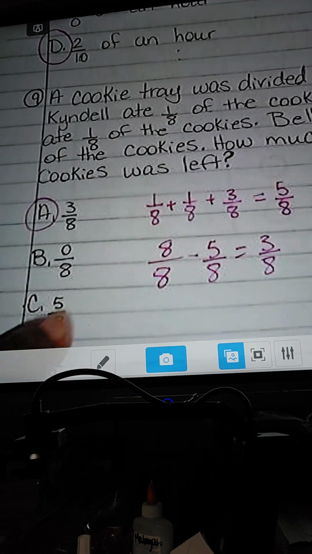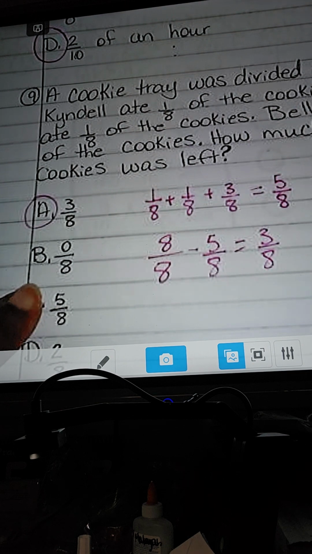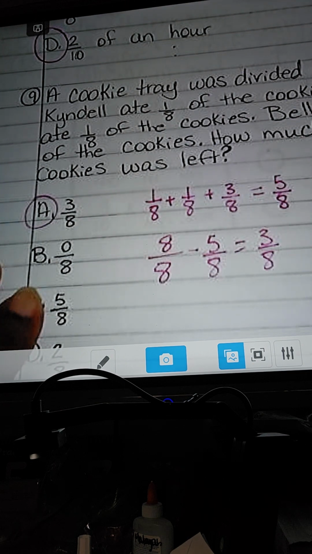Mm-hmm. Best thing yet. And it's wireless? No, it's hooked to the board. Oh, nice. Okay. All right, number 10.